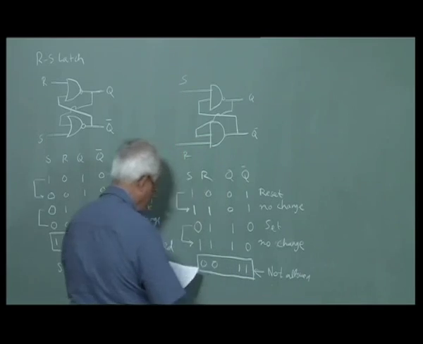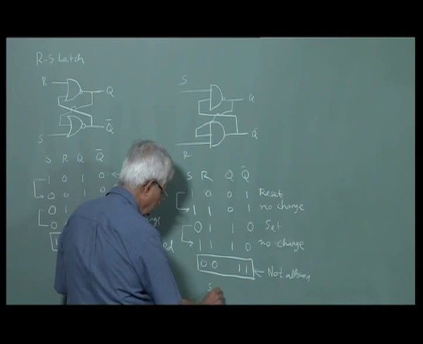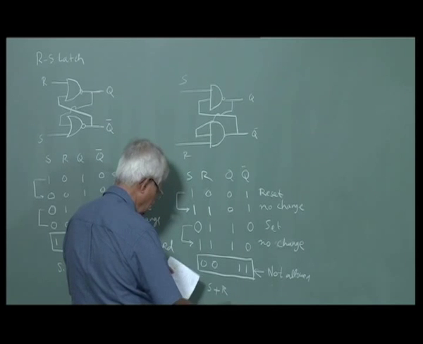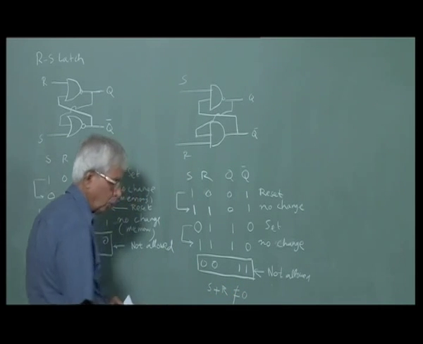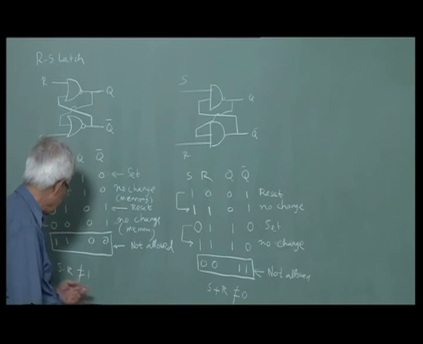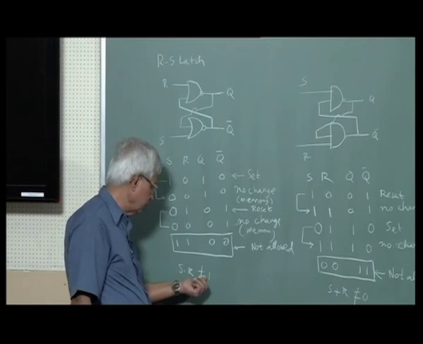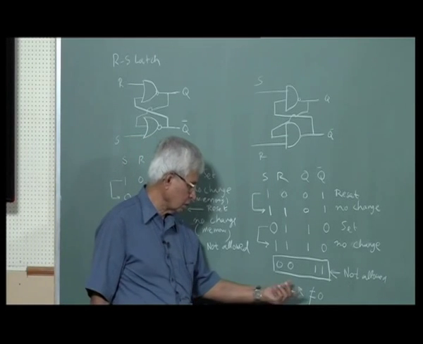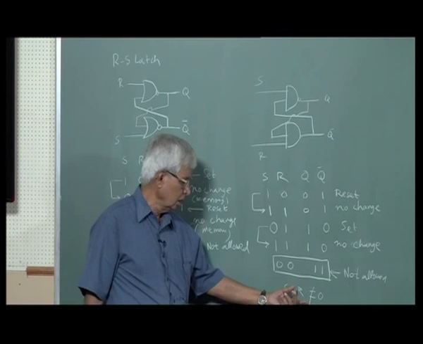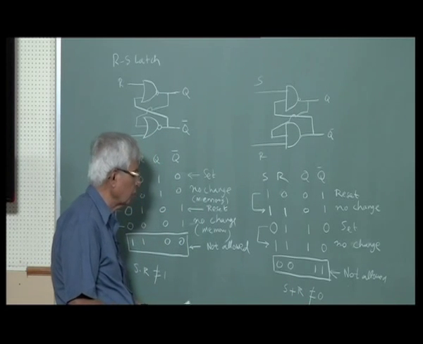Here you have to make sure S and R, S or R should not be 0. Both S and R should not be 0. One of them should be at least 1. So this is an AND gate condition. AND of S and R should not be 1, or the OR of S and R should not be 0. That is what it is.